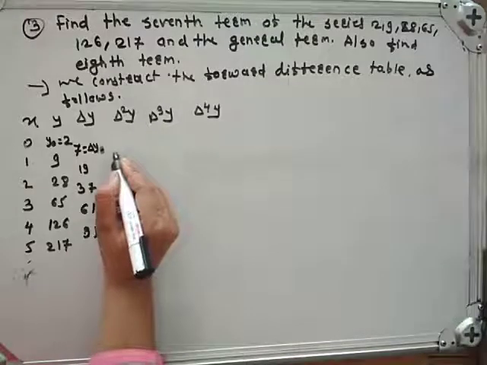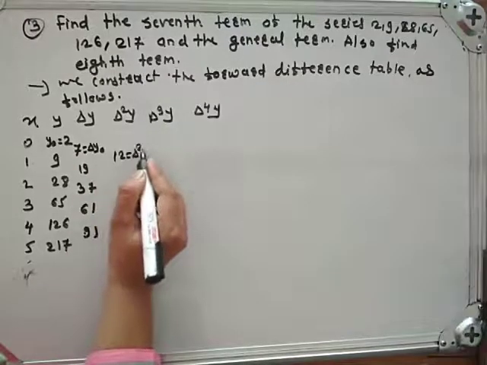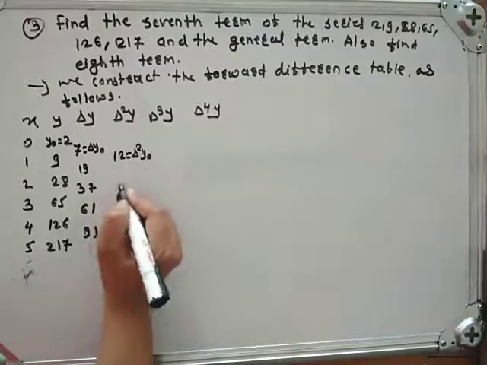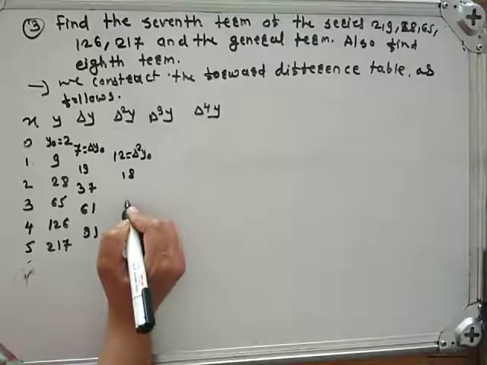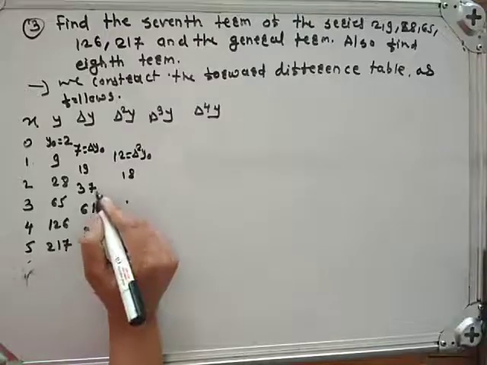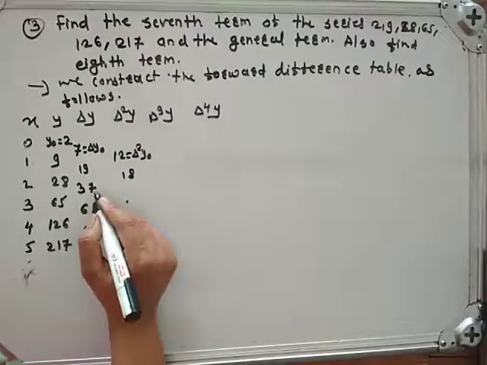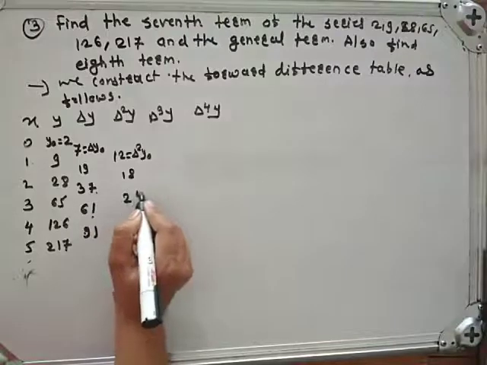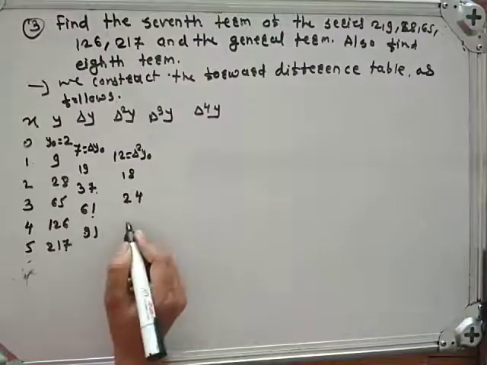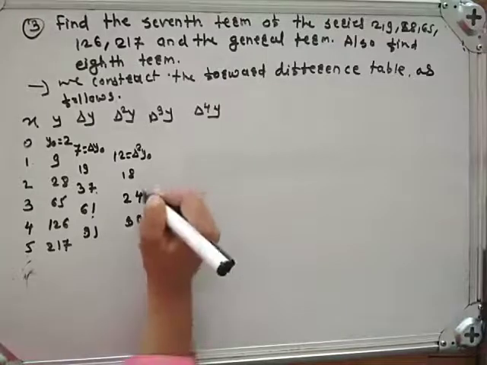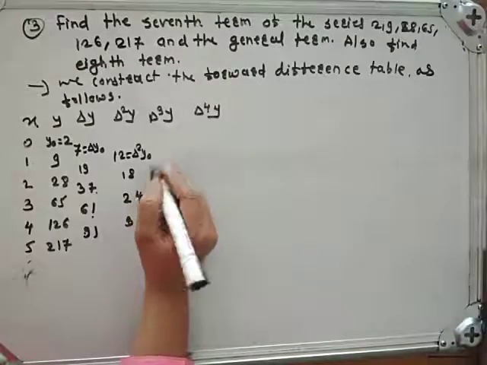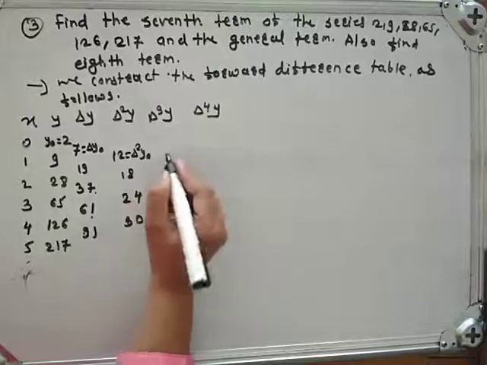19 minus 7 is 12. This is delta square y0. 61 minus 37 is 24. Okay. Next is 18 minus 12 is 6.